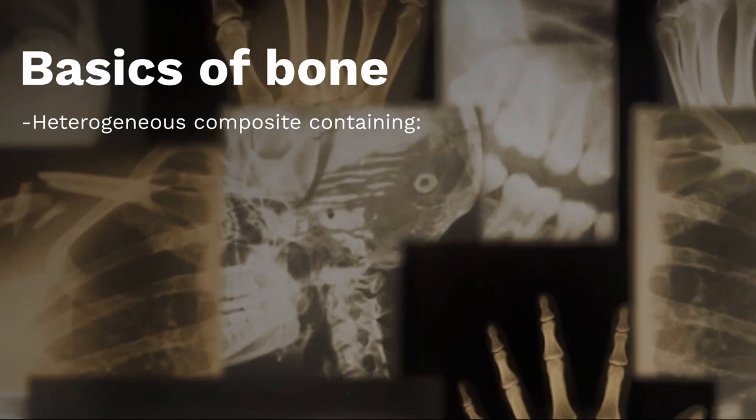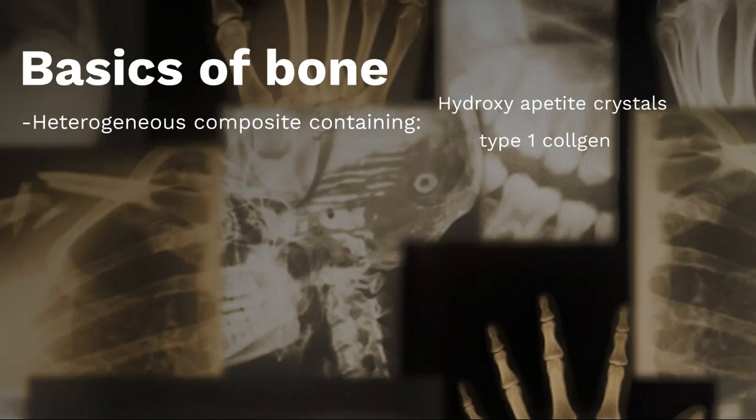Bone is a heterogeneous composite material comprised of two major components: hydroxyapatite crystals, the inorganic phase which withstands compression, and type 1 collagen fiber matrix, the organic phase which resists bending. The relative proportions of these components depends on age, gender, and any afflicting metabolic bone diseases.